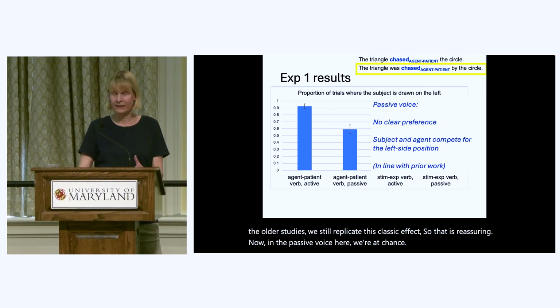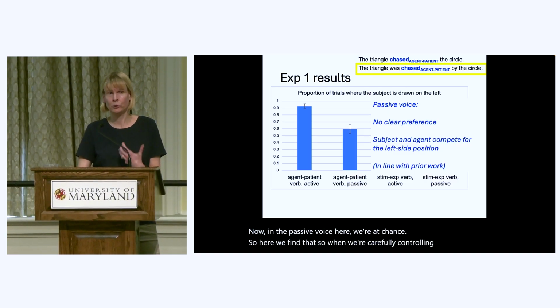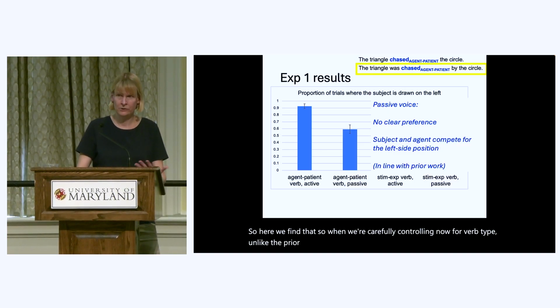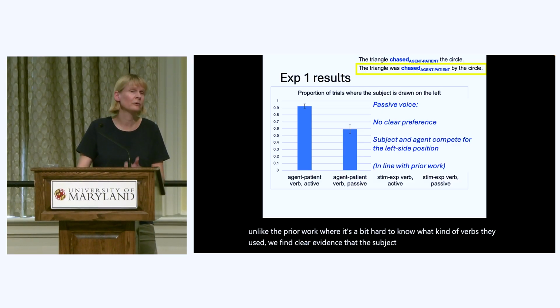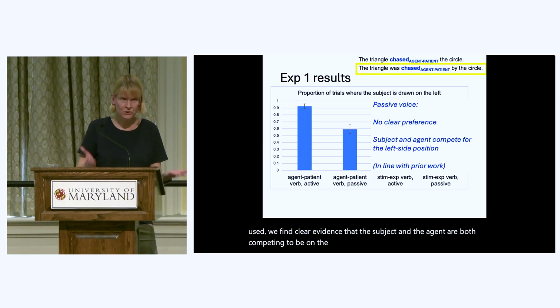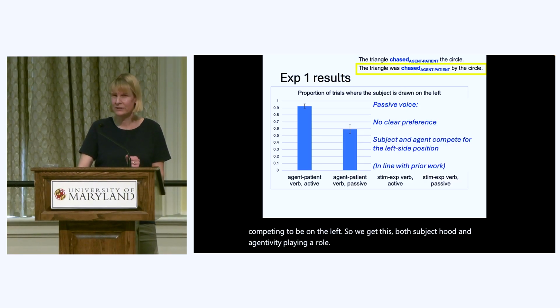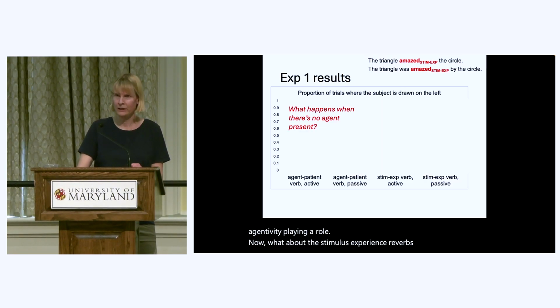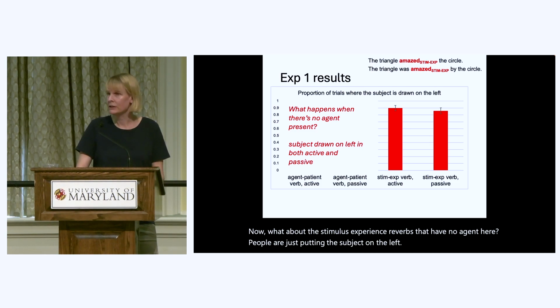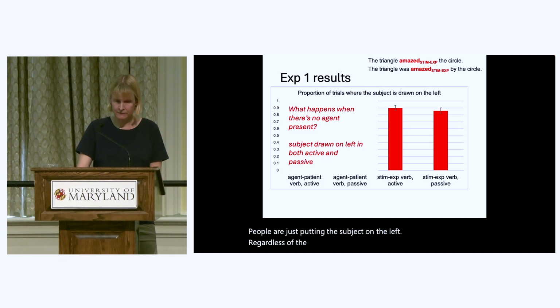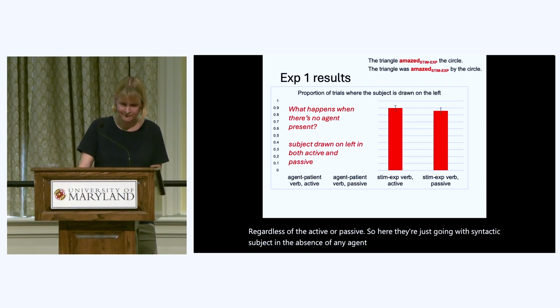So when we're carefully controlling now for verb type, unlike the prior work where it's a bit hard to know what kind of verbs they used, we find clear evidence that the subject and the agent are both competing to be on the left. So we get both subjecthood and agentivity playing a role. Now what about the stimulus-experiencer verbs that have no agent? Here, people are just putting the subject on the left, regardless of active or passive. So here they're just going with syntactic subject in the absence of any agent in the sentence.